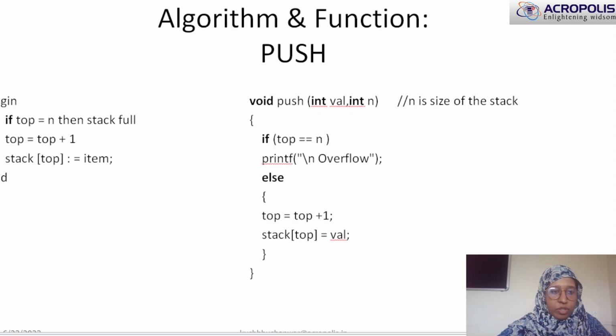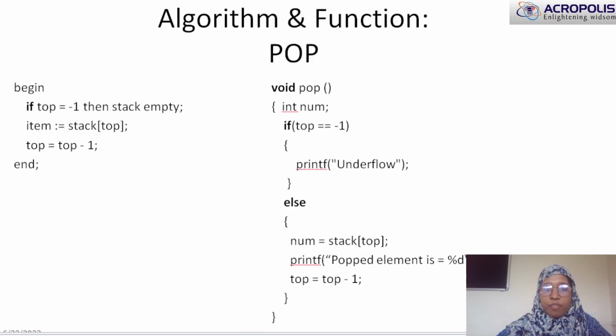So this is all about the array implementation of stack. Now, the algorithm and function for pop operation. As we can say that in push operation a condition arises which is called overflow. In case of pop operation, a condition arises which is called underflow, in which if we want to delete some element from the stack, and if the stack is already empty, how can we delete an element from the stack?